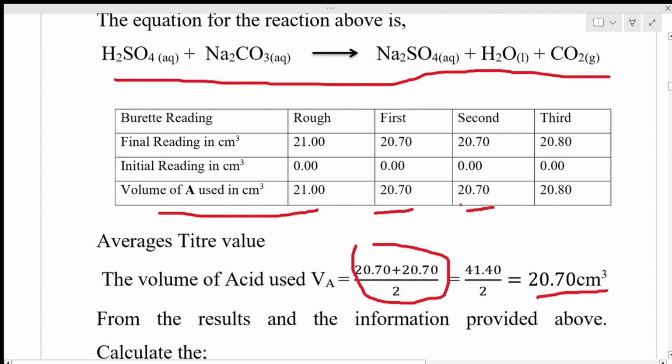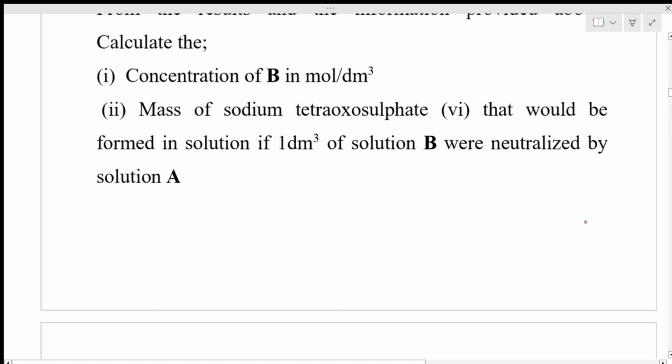If, for instance, I've selected 21.0 and 20.7, that's a 0.3 difference. A 0.3 difference is higher, and it will reduce your marks. So let's go to the question.